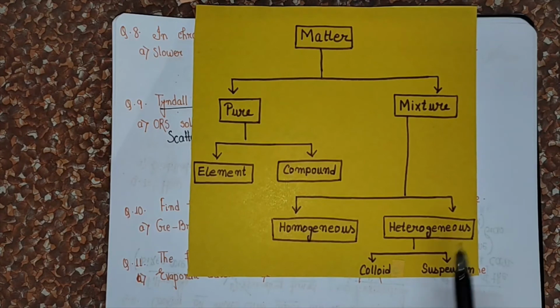Heterogeneous mixtures are again of two types: the first is the colloid and the second is the suspension. In a colloid, the particle size is not so large that the particles can be suspended or precipitated. This will not happen, but the particles will still not mix with the solution. That is why it is heterogeneous. And what is a suspension? Here the particle size is so large that the solute particles settle at the bottom of the container. So only colloids can show the Tyndall effect. Tyndall effect means scattering of light by particles.